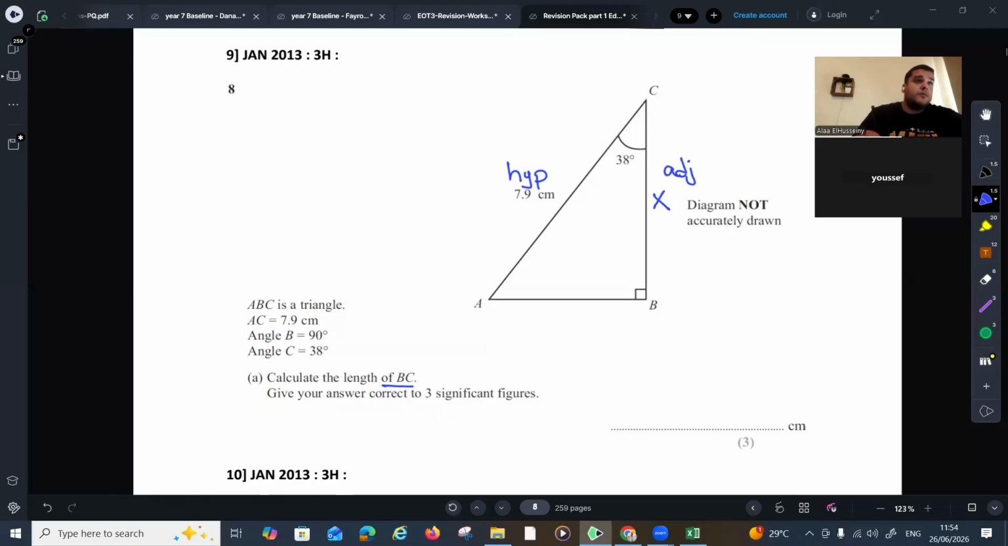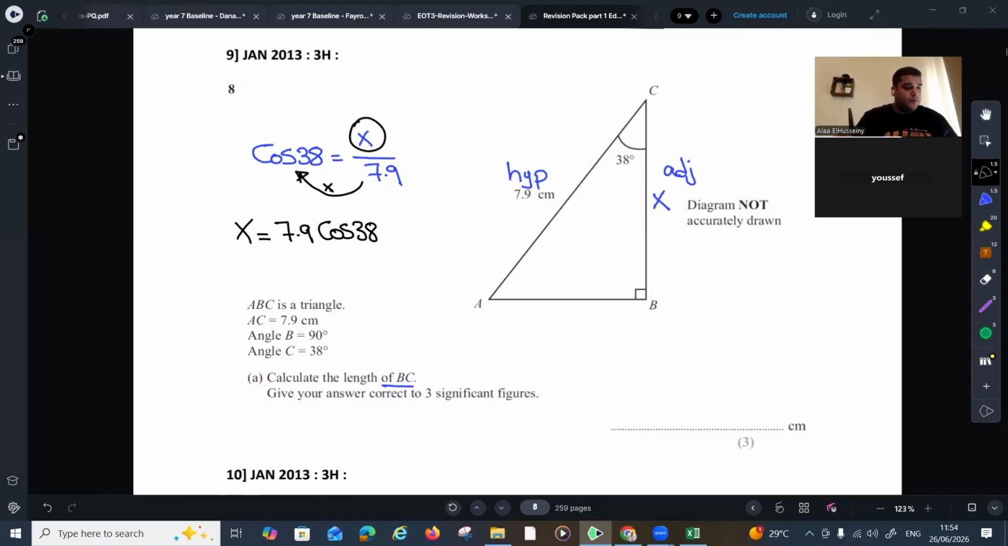So cosine 38 equals the adjacent over the hypotenuse, which is x over 7.9. Do you agree? Yes. Now I want to get the value of the x. So I am going to move the 7.9 to the other side with what? Times. So the x is 7.9 cosine 38, right? Yes. So now we're going to calculate it.